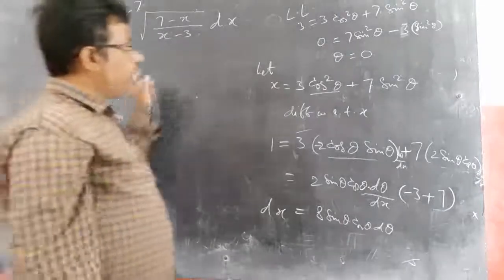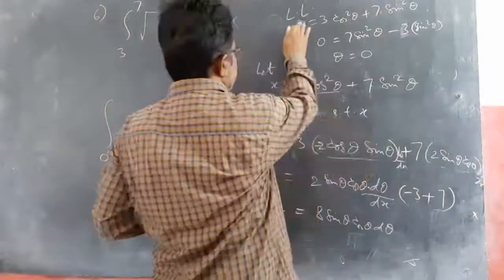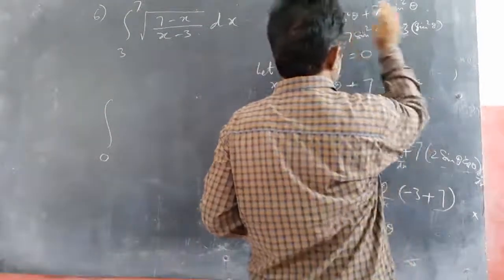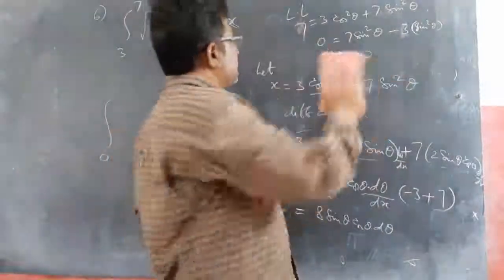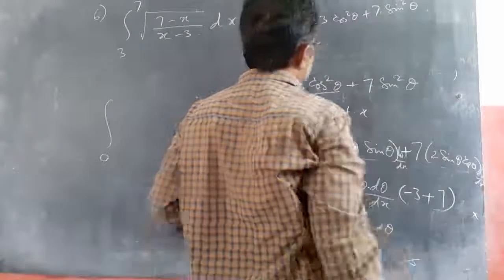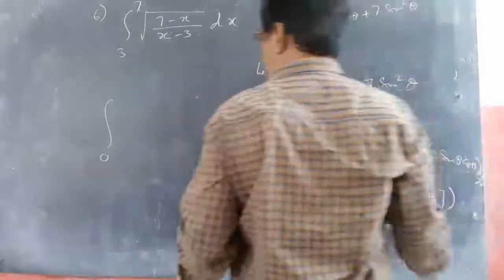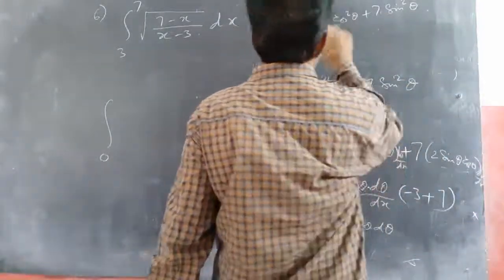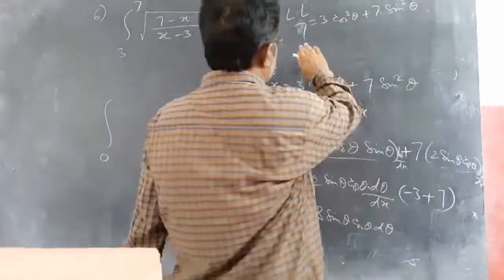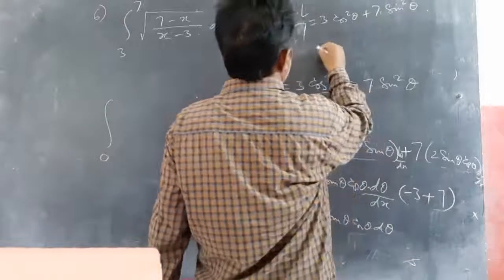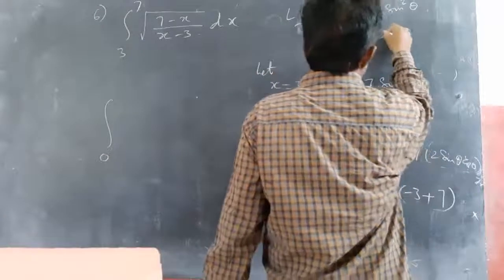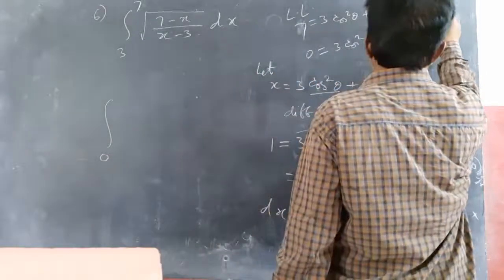Likewise, if I apply the upper limit, 7 equals this much: 3 cos square theta as it is, plus 7 sin square theta. Now the 7 goes to that side, so 0 equals 3 cos square theta plus 7 minus 7 sin square theta.